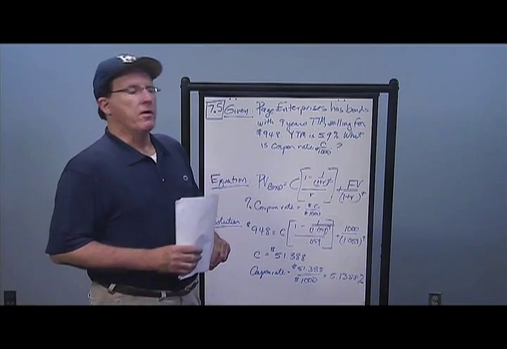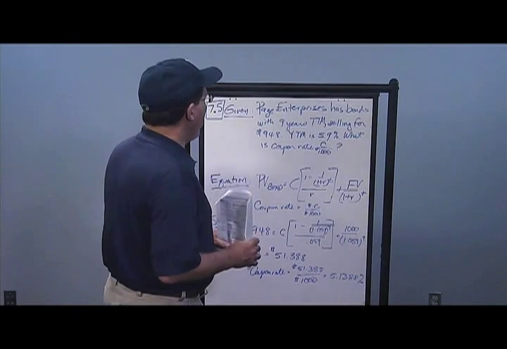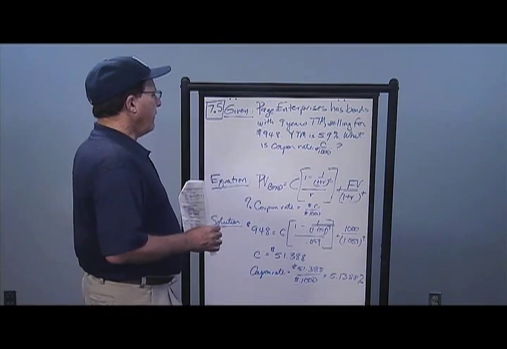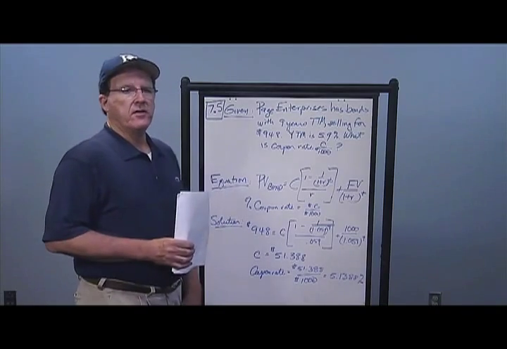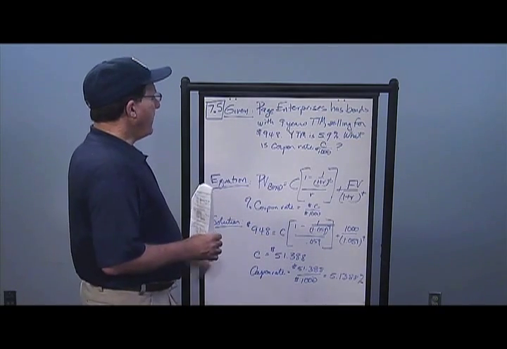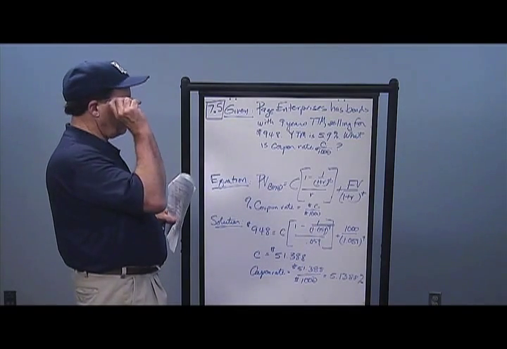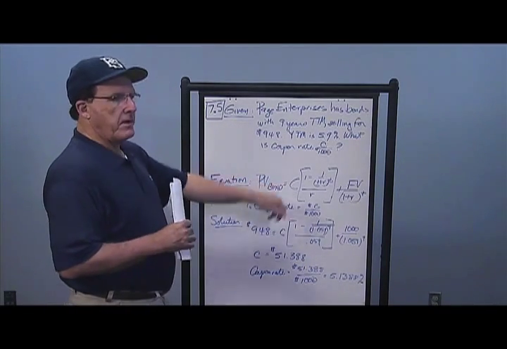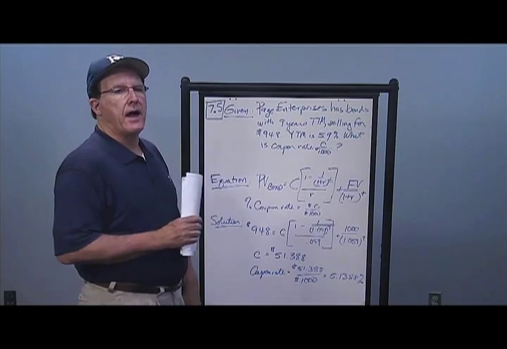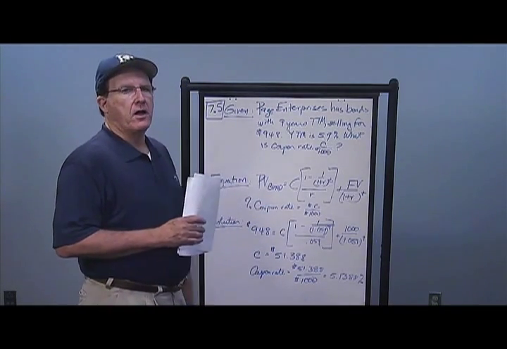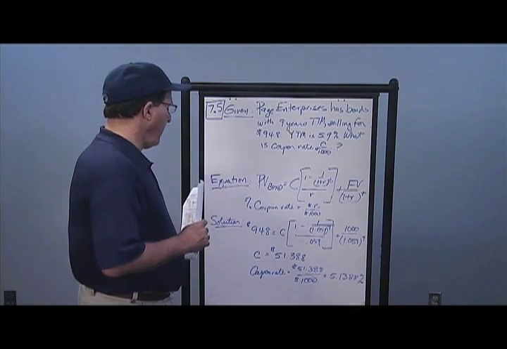In problem number 5, Page Enterprises has bonds with 9 years time to maturity, selling for $948, so it's a discount bond. The YTM is 5.9%. What is the coupon rate? C divided by $1,000. So in this problem, we're going to use the same equation. We're going to solve for C this time, coupon, and then we're going to divide that coupon by $1,000 face or par value to get our coupon rate.